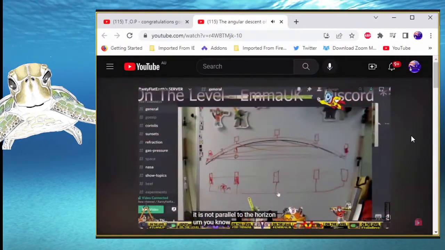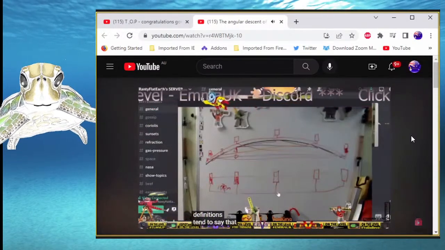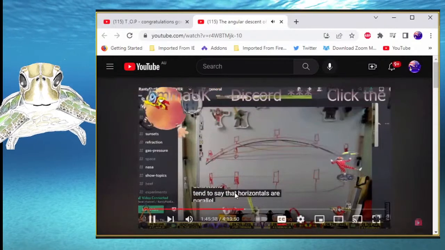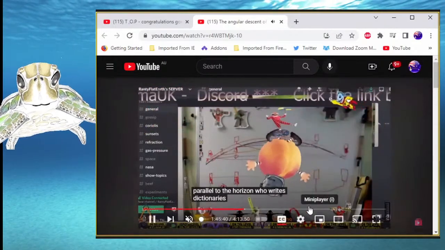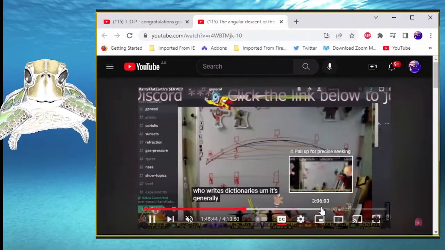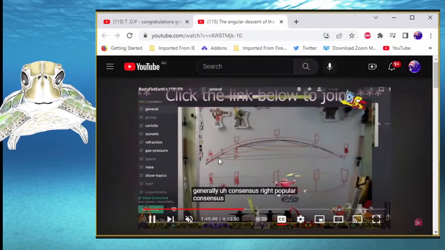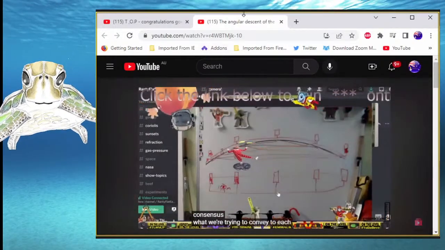All of the dictionary definitions tend to say that horizontals are parallel to the horizon. I've heard this 200 times. It's not new. Yeah, I think we're getting the gist of it. It's just as wrong the first time as it is on the 200th time.